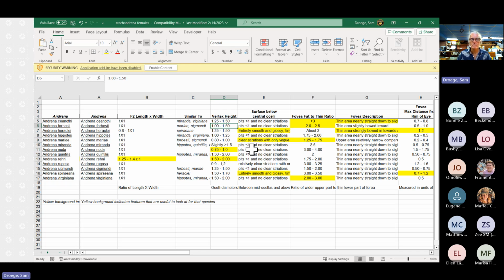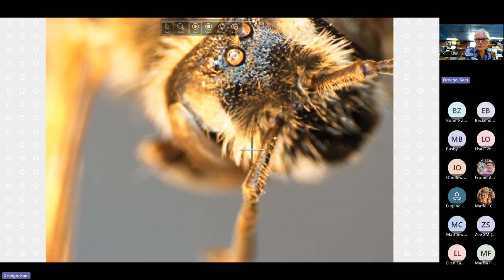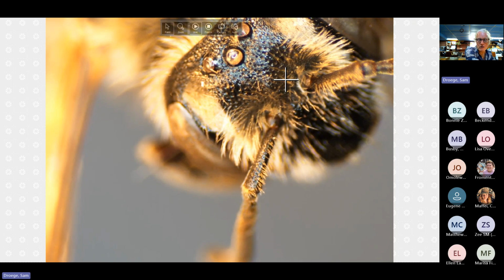So we'll say, and it's also not yellow. The surface below the central area has some pitting and no clear striations. We're not at this one. So I have that up. Here we can see what that looks like, but it's basically like, oh, there's some pits there. So this is the area right here that we're looking at. Sometimes there are these striations, sort of like the propodeal triangle, and you see something going on there.